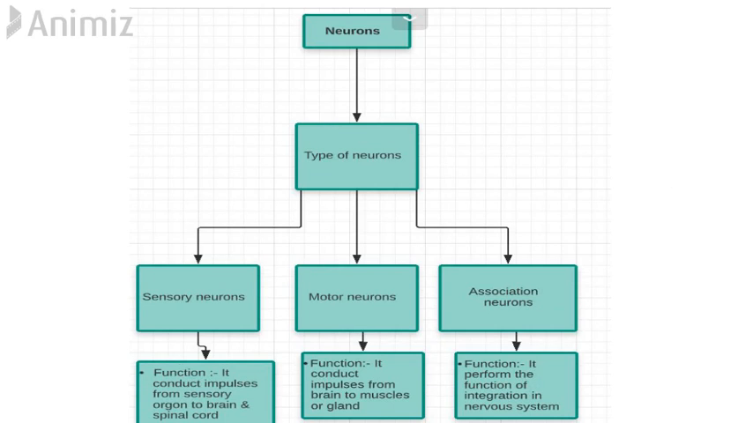There are three types of neurons. First, sensory neurons. Their function is to conduct impulses from sensory organs to the brain and spinal cord. Second is motor neurons. Their function is to conduct impulses from the brain to muscles or glands. The third type is association neurons. Their function is to perform the function of integration in the nervous system.